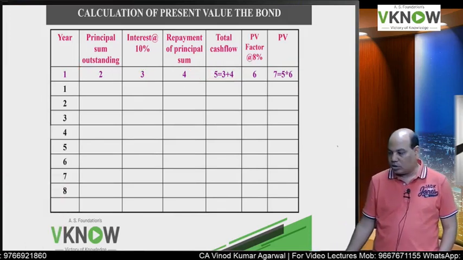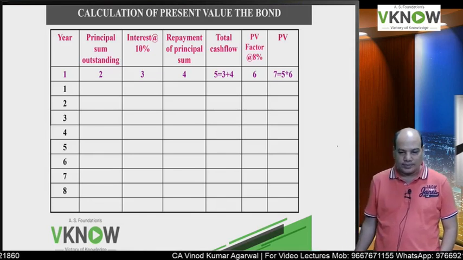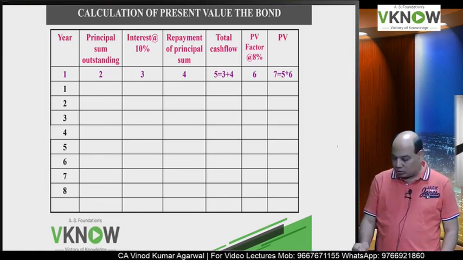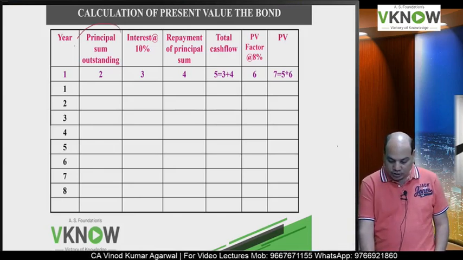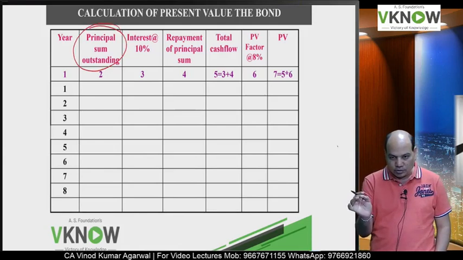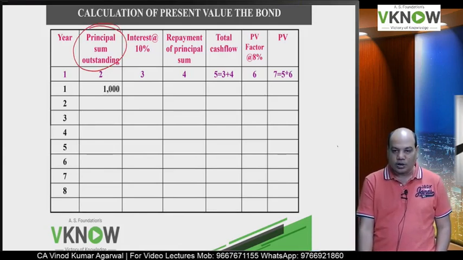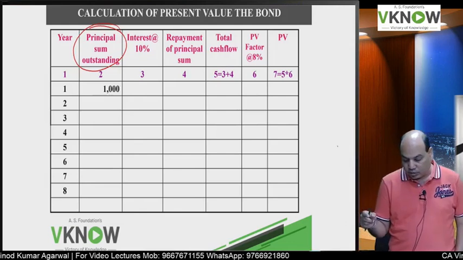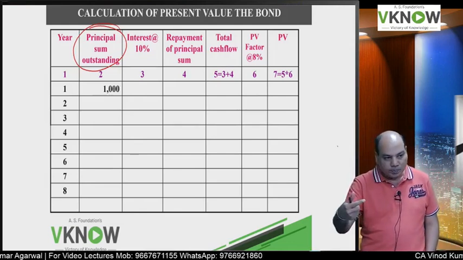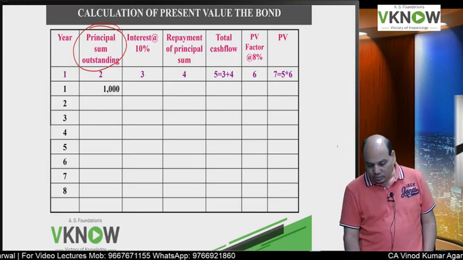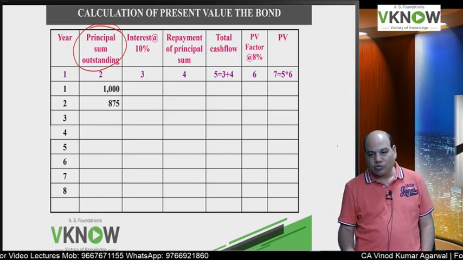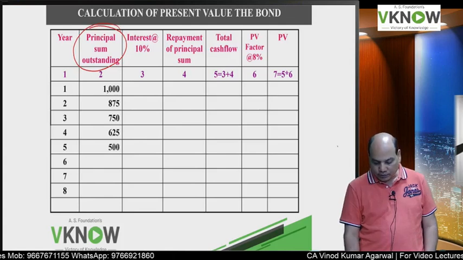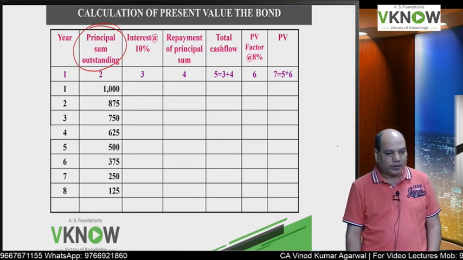So first you write down the year column, 1 2 3 4 5 6 7 8. The purpose of this column is interest calculation. In the first year the interest will be calculated on 1000 rupees. Then you will pay 125. Once you pay 125, next year the principal balance will reduce by 125, so it will be 875. Again reduce 125, 750. Again reduce 125, 625, 500, 375, 250 and 125.